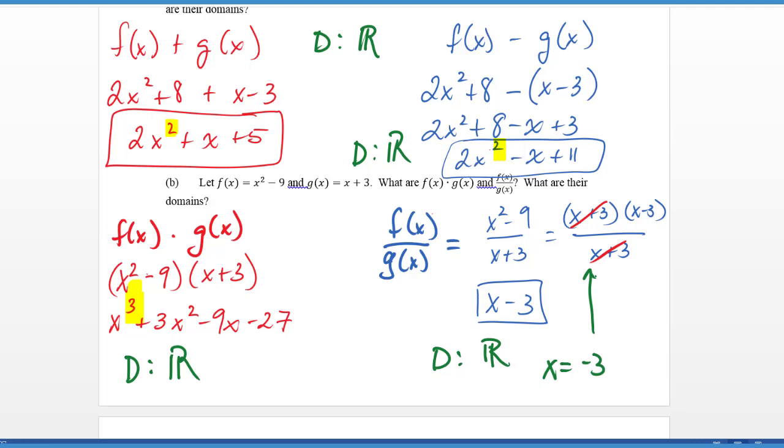Now, in the next lesson, when we get into rational functions, which is what a quotient function is, it's a rational function, we will learn that x equals negative 3 is what we call an excluded value, or a removable value in this case. So a good little lead-in into the next unit. So that's a good basic start on function operations.